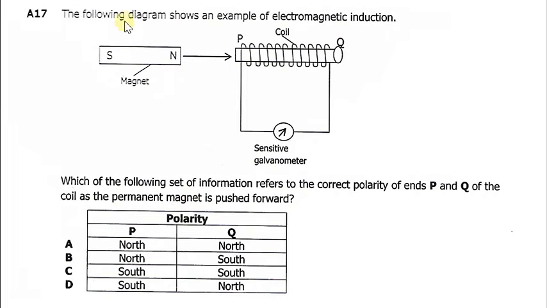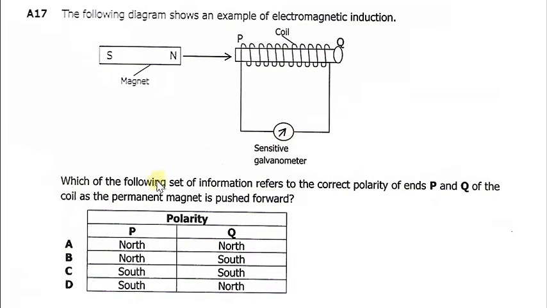So A17 says the following diagram shows an example of electromagnetic induction. All right, this is an interesting question. So we have a magnet here with the south and north pole. Then we have an electromagnet here. Here is a solenoid or coil PQ, and then here we have a sensitive galvanometer.